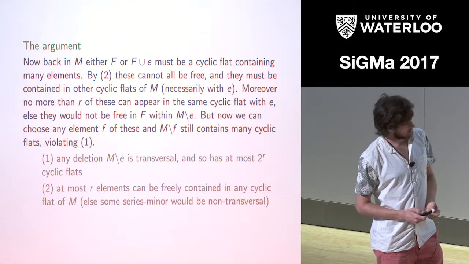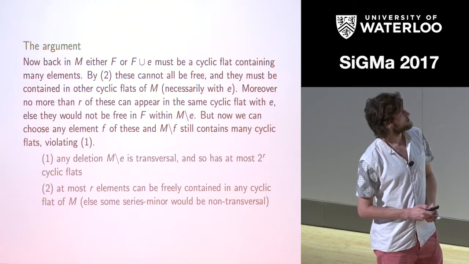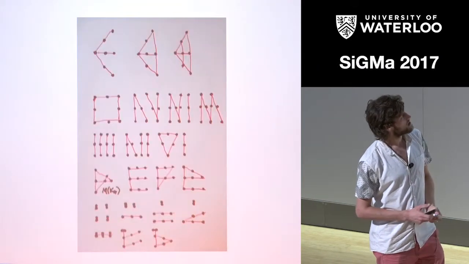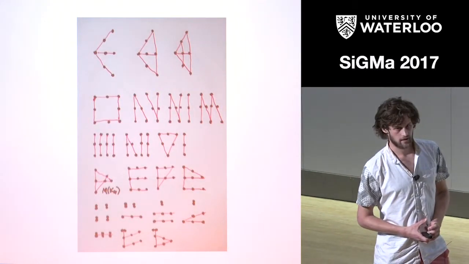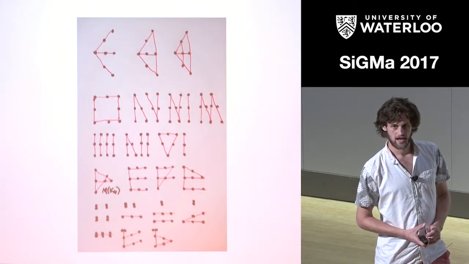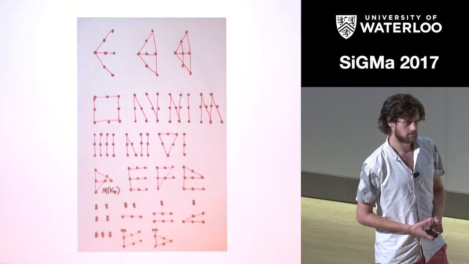So that's the argument. And just to finish with a nice picture, this is all the excluded series minors of transversal matroids of rank 3. And I think that's me. So thank you.